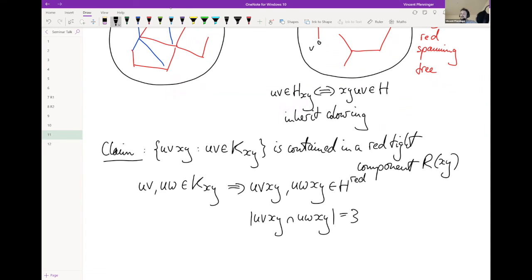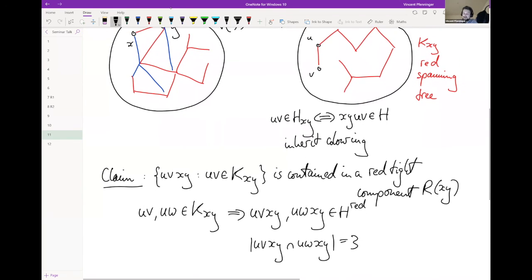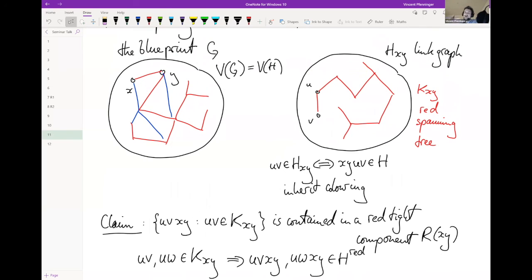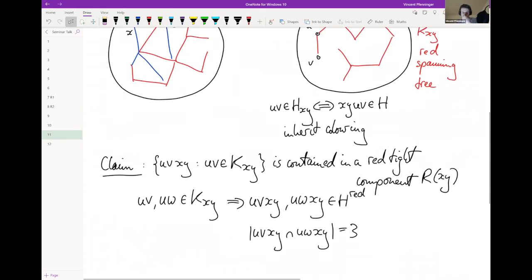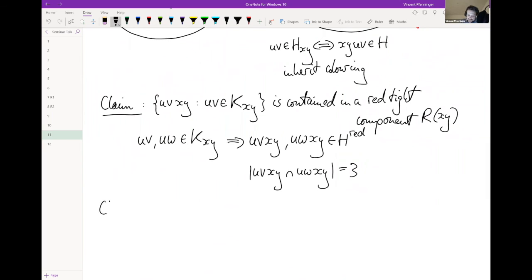So they are tightly connected, and because K_XY is connected and two connected edges here end up sharing three vertices, this tells us that all the edges have to be in the same red tight component. Okay, so basically this means that every edge in the blueprint induces a tight component of the same color in H.